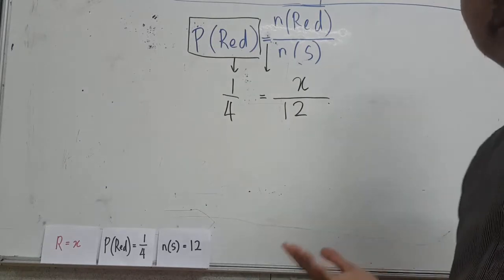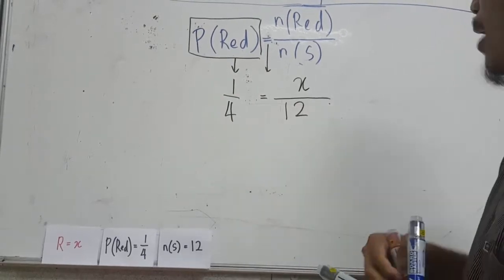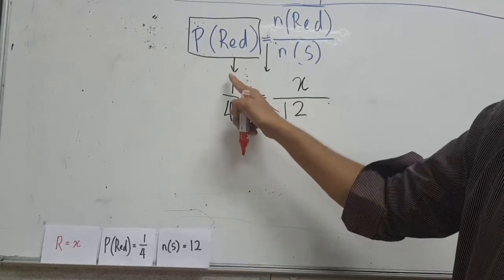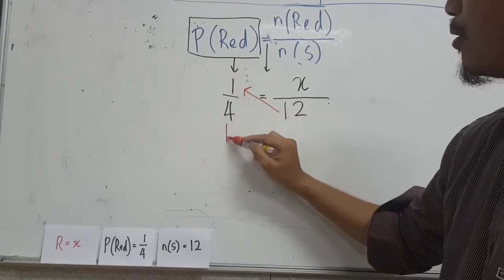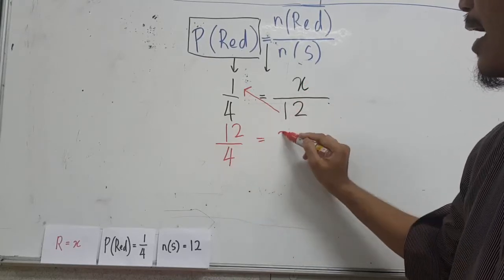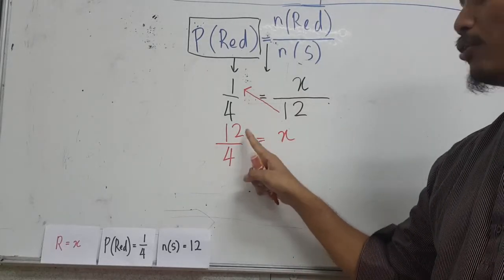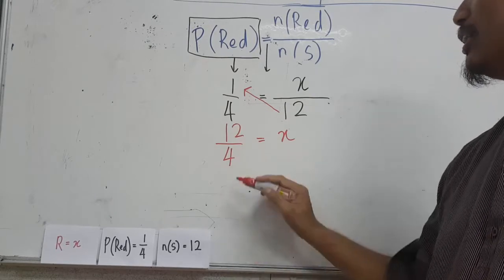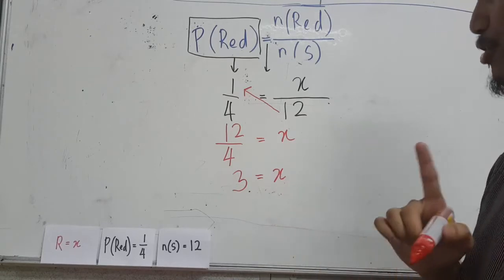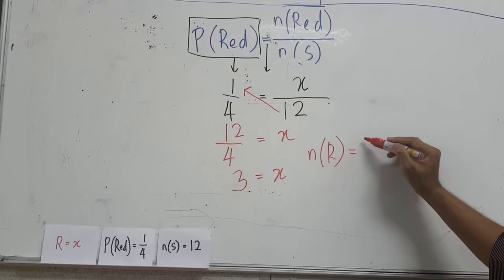It's simple, using algebra. 12 goes to the left hand side, multiplied by 1 above, so it becomes 12/4 is equal to X. So 12 divided by 4 is equal to 3, which means that the number of red card is 3.